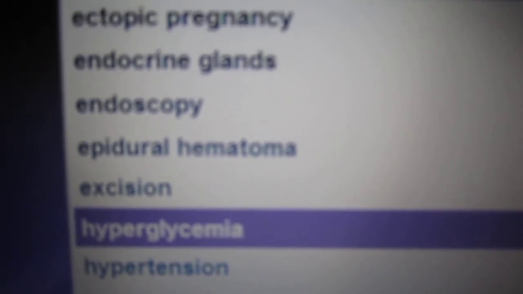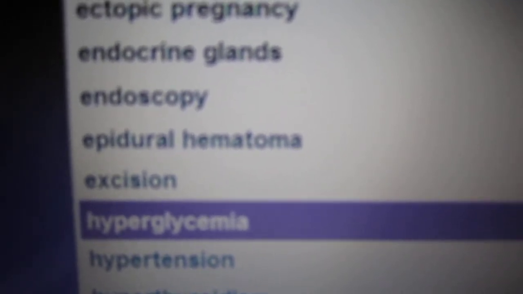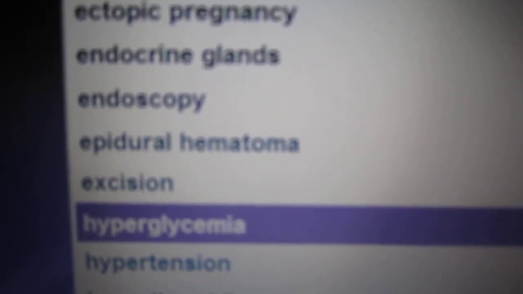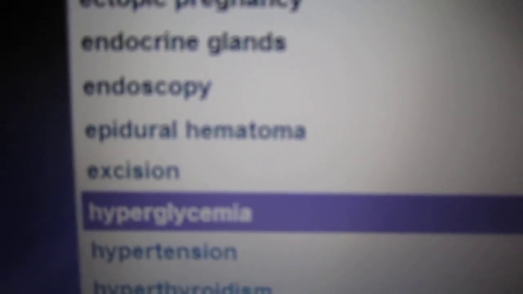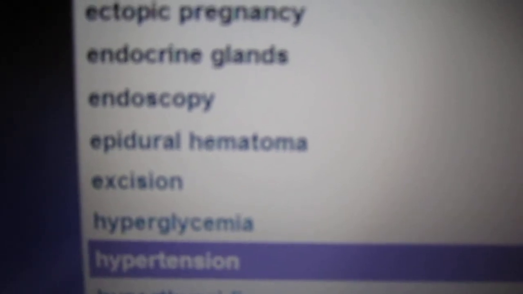It occurs in diabetes mellitus when the pancreas does not produce the hormone insulin. Without insulin, sugar cannot leave the blood to enter cells, and thus sugar accumulates in the blood, leading to hyperglycemia. Hypertension. Hypertension is high blood pressure.